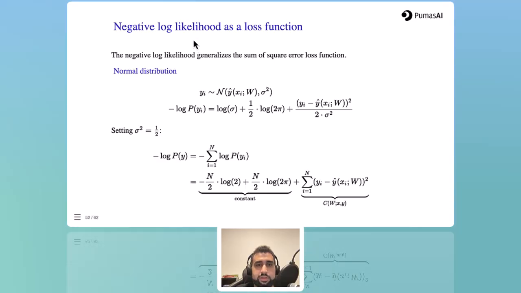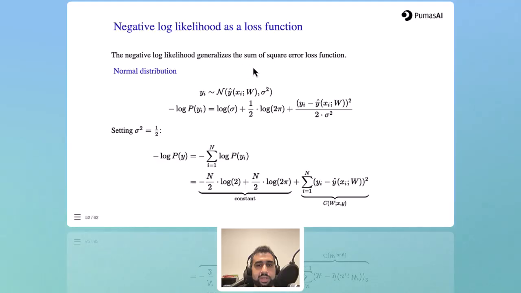But the log likelihood or maximum likelihood estimation is often easier to apply to things like discrete data as well. It allows us to use arbitrary distributions depending on your data type, and it naturally extends to all these different data types. And so maximum likelihood estimation, maximizing the log likelihood, is equivalent to minimizing the negative of the log likelihood.